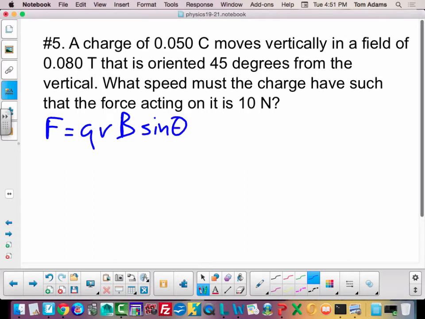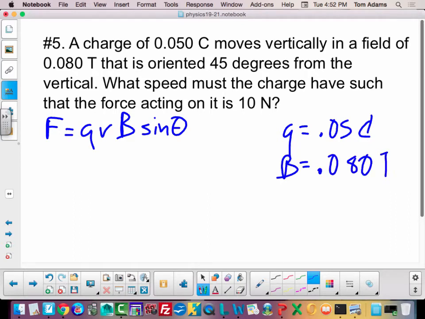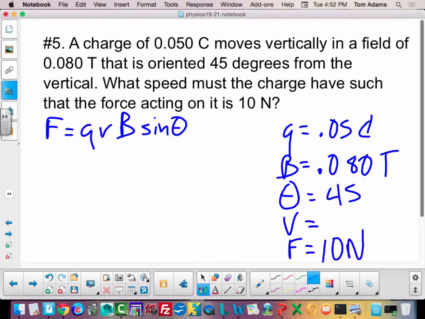Well, we have the charge, right, which is 0.05 coulombs. We have the magnetic field, which is measured in Tesla, which is 0.080 Tesla. We have theta, the angle, which is 45 in this case. And it wants to know the speed, and it gives us the force, 10 newtons. So everything's in its correct unit.